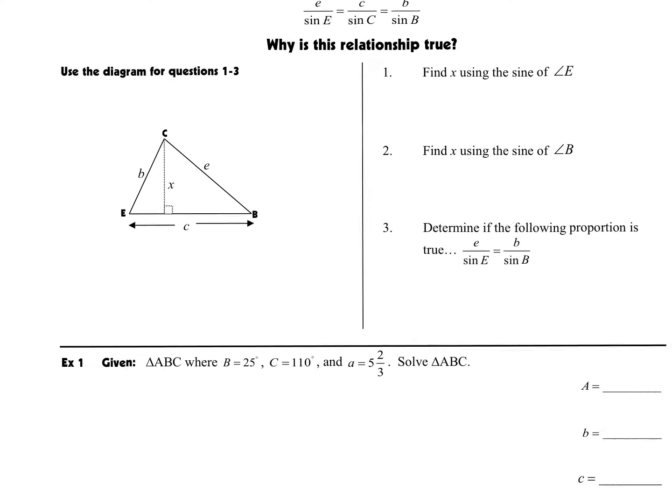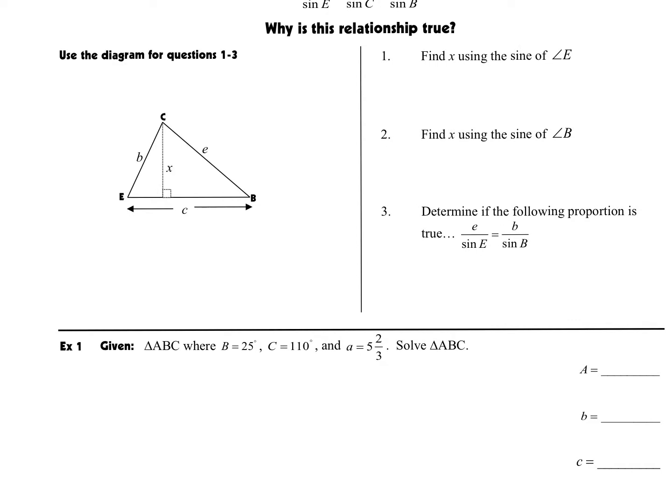Now, let's take a look real quick at why this actually works. In this case, it's helpful to look at where we're trying to go. We want to prove that e divided by the sine of E is equal to b divided by the sine of B. If this proportion were true, we should be able to cross multiply and get a true statement. So we should find that b times the sine of E is equal to e times the sine of angle B. So if this is true, then we should be able to see that this is also true.